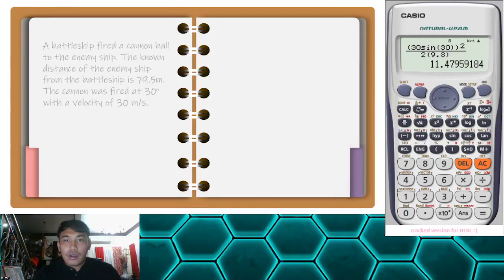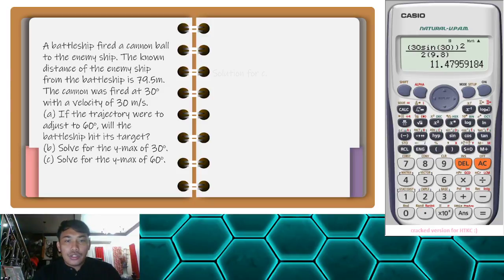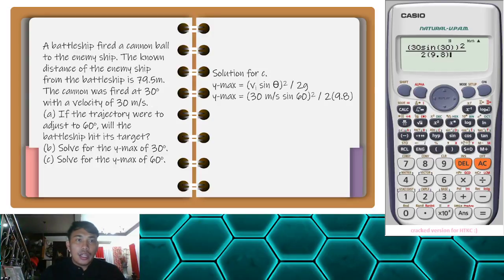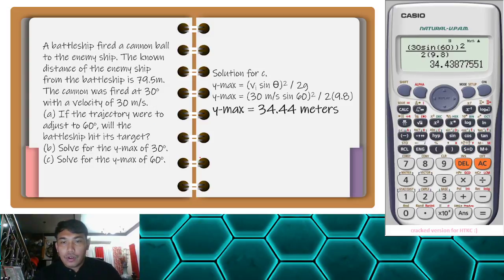And lastly, for letter C, Ymax equals Vi sine theta, squared, over 2g. We're just going to change our degree from 30 to 60, then the answer will be 34.44 meters.